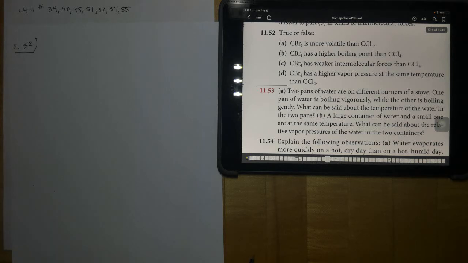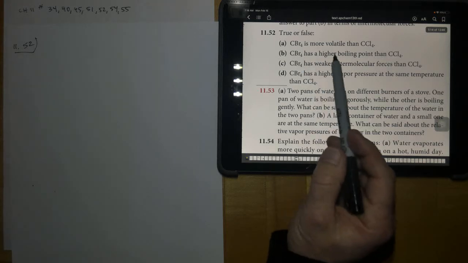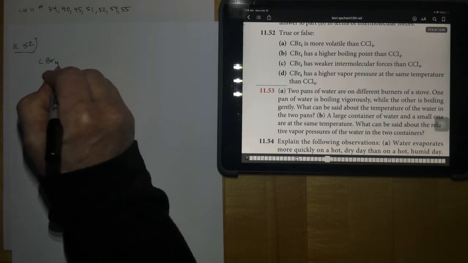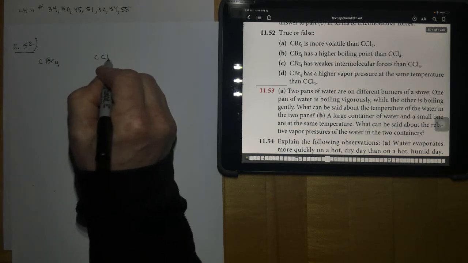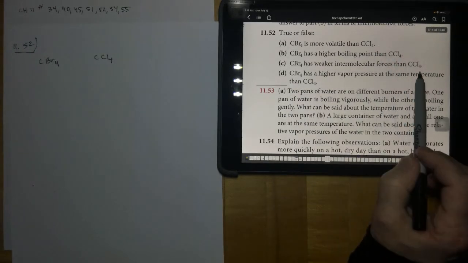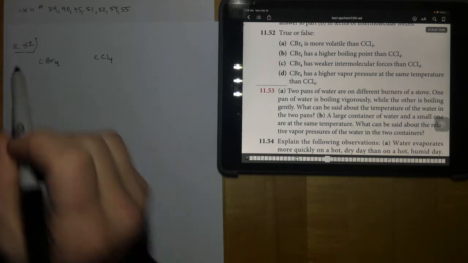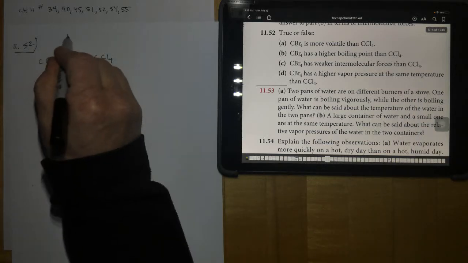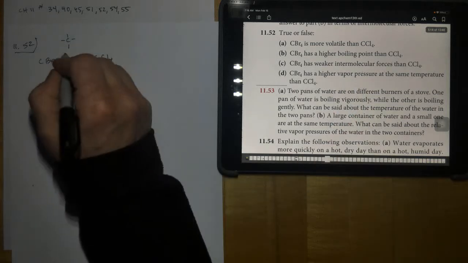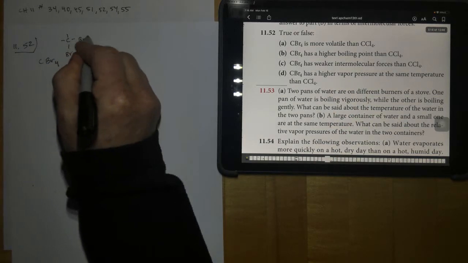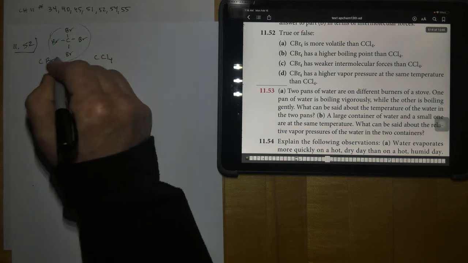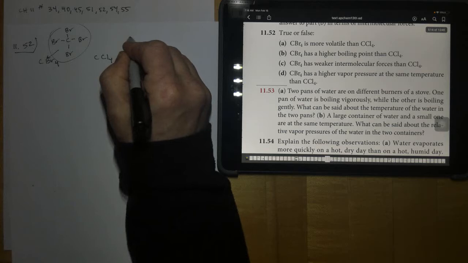This is 11.52, true or false. CBr4 is more volatile than CCl4. And if you look, each one of these asks about CBr4 and each one of these asks about CCl4. And so the first thing you want to do when you encounter questions about volatility, boiling point, intermolecular forces, vapor pressure, is sketch the Lewis-Dot structure, because you want to know what kind of forces hold this guy together with more of these guys. And the same thing with this guy.